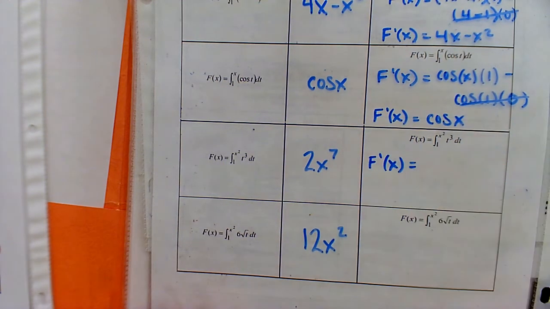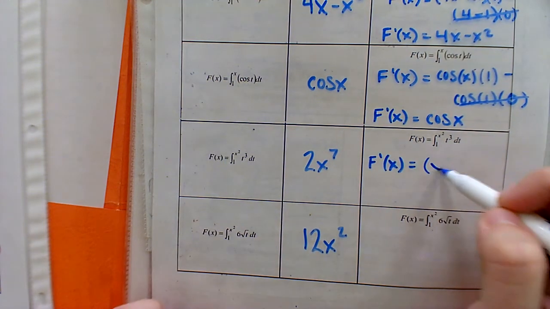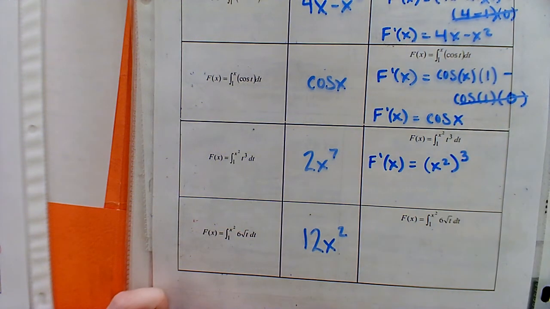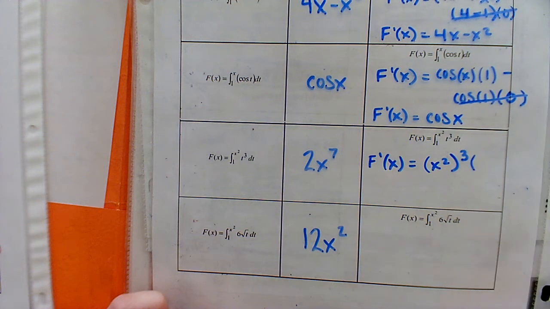Let's take the derivative of an integral. So we need to plug in the top bound into the function, but then multiply by the derivative of that top bound, which would be what?